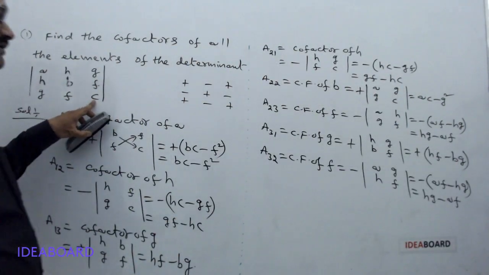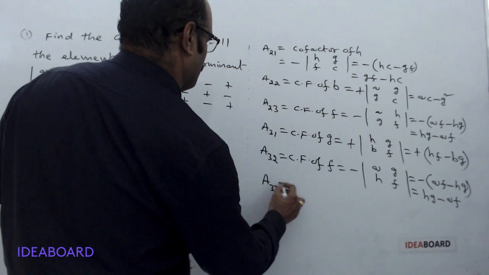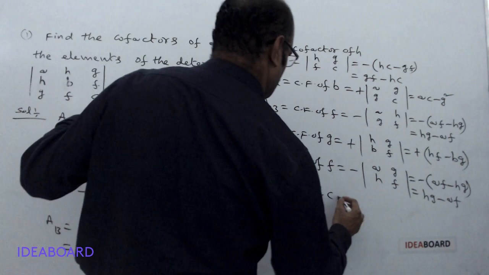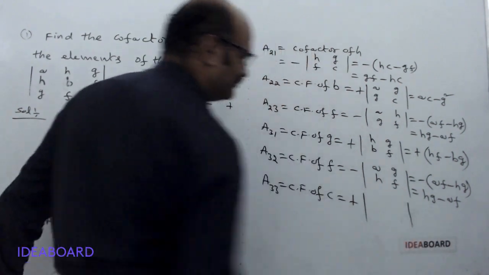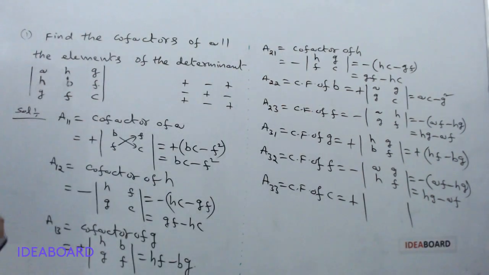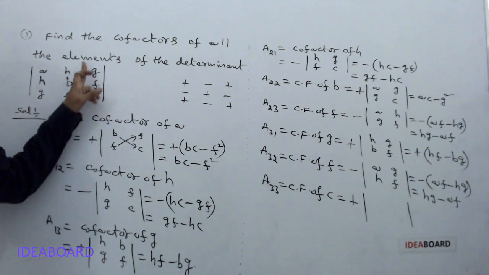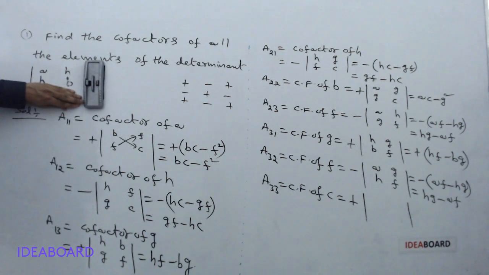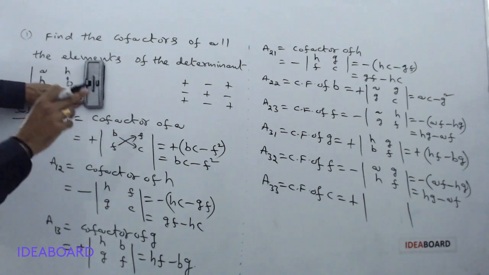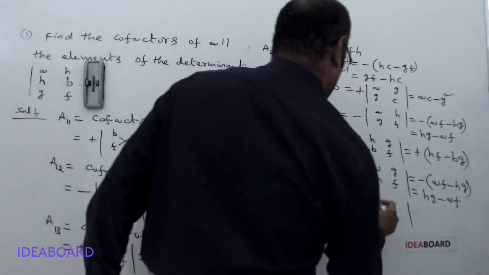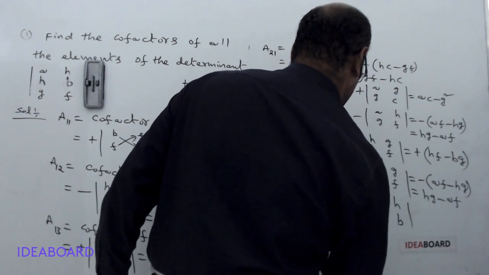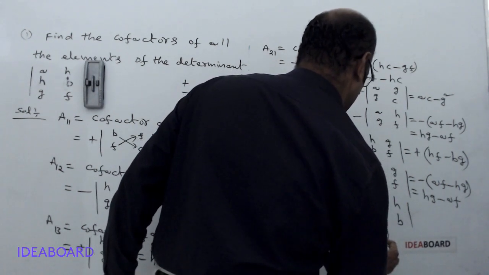Now A33 equal to cofactor of C, plus of determinant of. Now the element C lies in third row and third column. Close the third column, close the third row. Then the remaining four elements we have to take in a determinant: AHHB, equal to plus of AB minus H square.